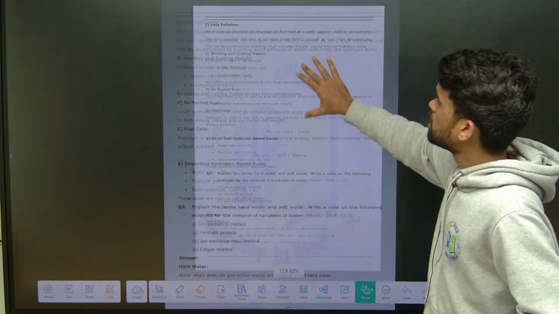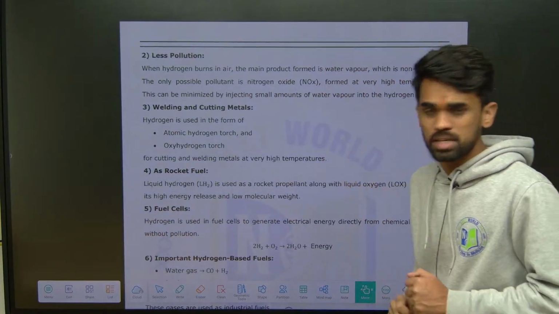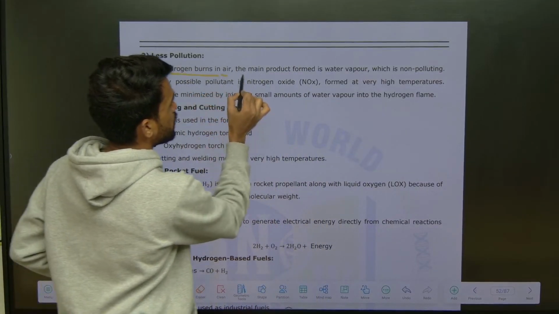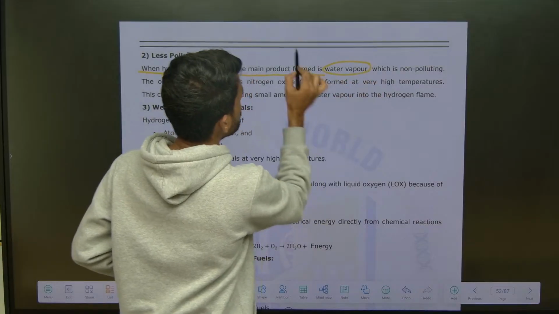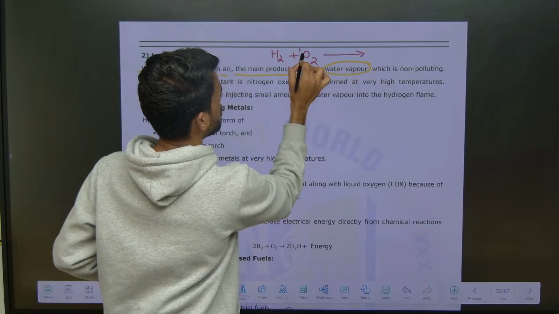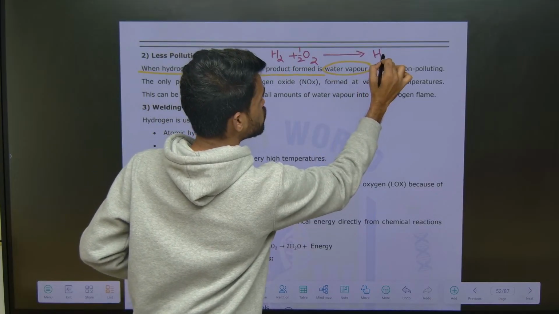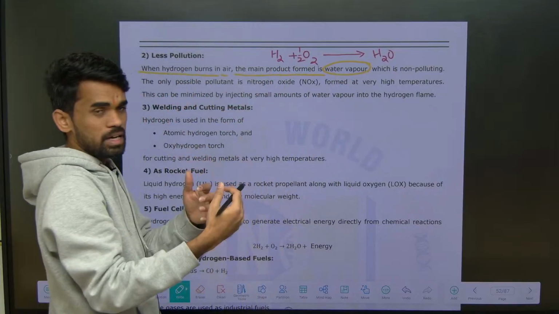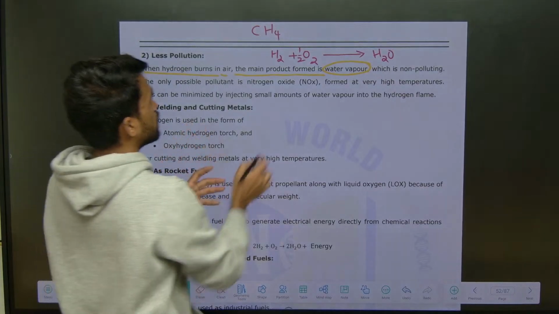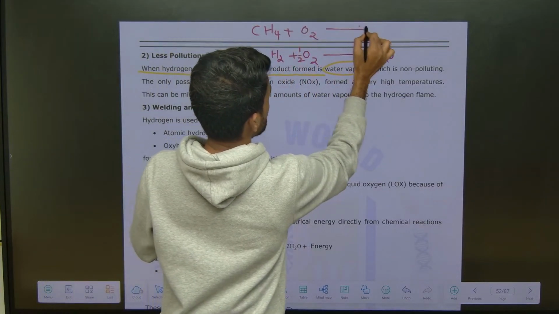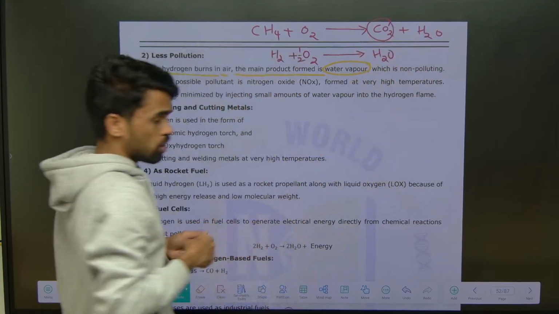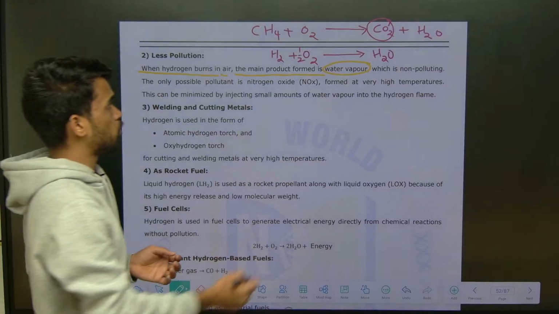Look at here, the next: less pollution. What is the next part I am saying? There is less pollution. Just see here, when hydrogen burns in air, the main product formed is water vapor. For example, if I am writing H2 plus O2, what are the byproducts you get here? It will be H2O only. But if you burn any other thing, like the combustion of hydrocarbons, let us take methane as a fuel here, what happens when it undergoes combustion? You will get CO2 plus H2O. See, you are getting CO2, which is a greenhouse gas, so it's a pollutant here, we can say.